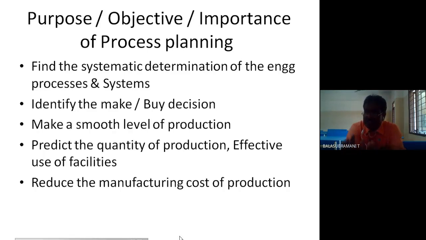So these are the systematic steps. Systematic determination of process means systematic steps followed in sequential order. First one, second one, third one. It is easily achieved in the correct manner with accuracy of the part.